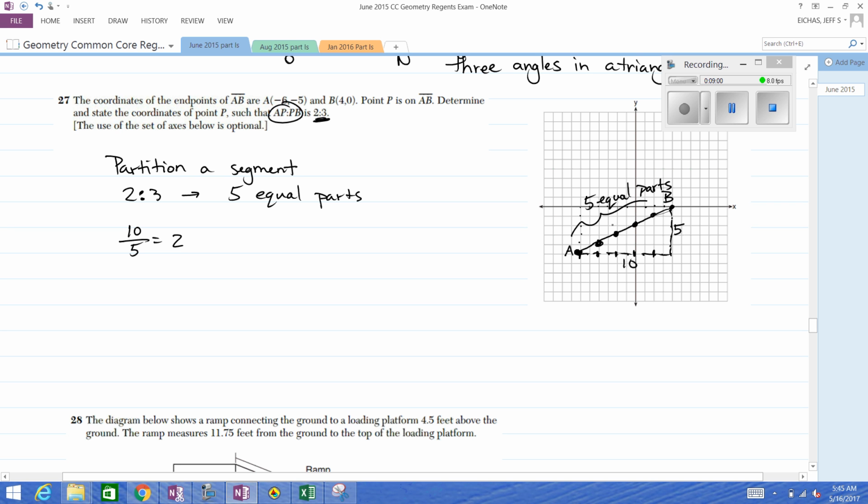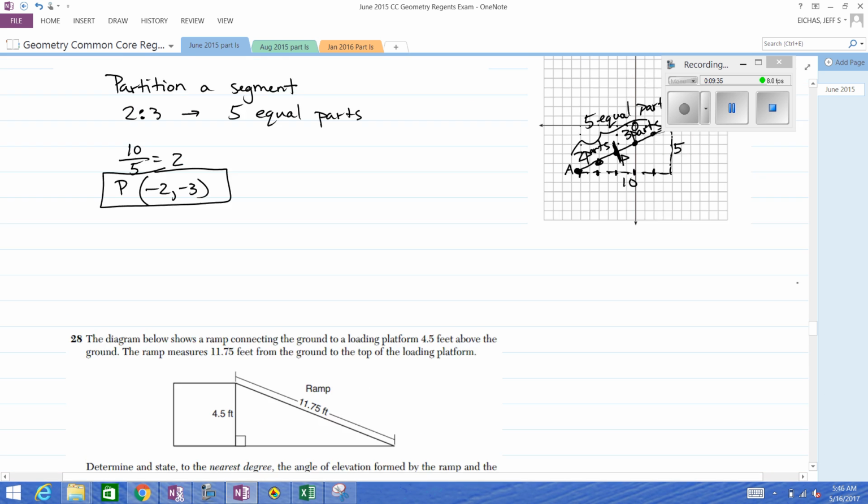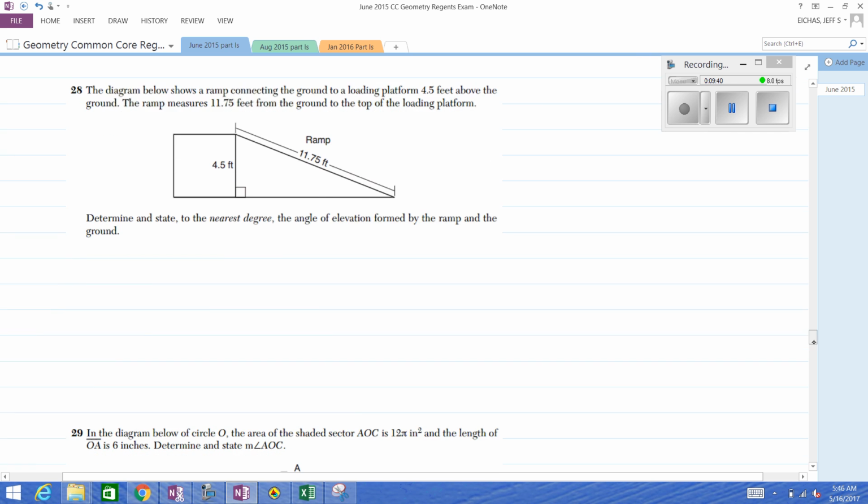And we've got to make 2 parts here, 3 parts there. That's going to be our point P. All we got to do is get the coordinates. I'm getting -2, -3. That's one way to do it, fully graphing it and demonstrating it that way. So P has the coordinates -2, -3. And of course, there are algebraic ways, but let's just go with that. Plenty of work shown on the graph to justify. So, all right.